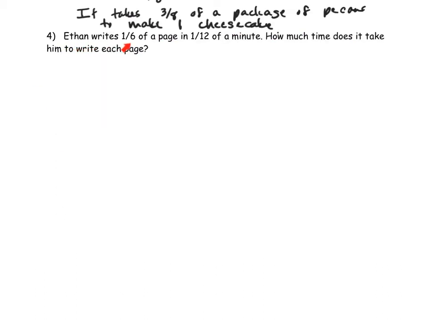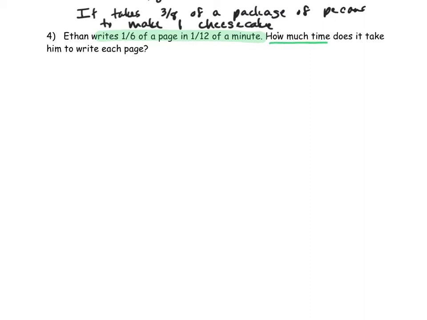Ethan writes 1/6 of a page in 1/12 of a minute. How much time does it take him to write each page? So let's highlight the information that we need so far. It said he writes 1/6 of a page in 1/12 of a minute. So right there we have our initial ratio. Then it goes on to ask us how much time.